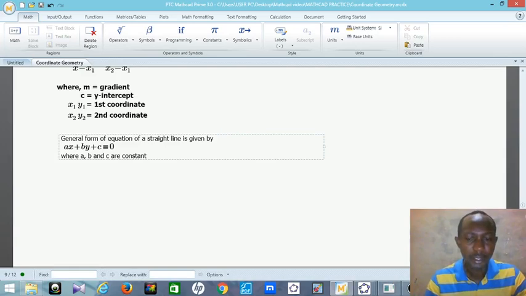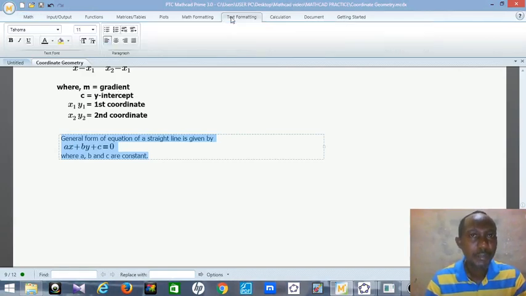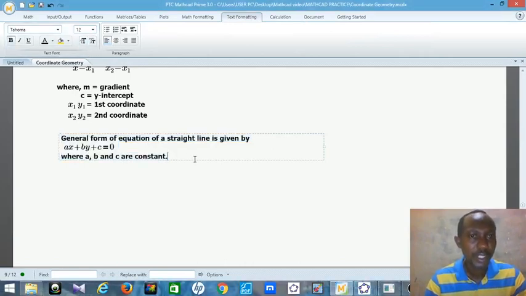A, B, and C, they are constant. That means they are all numbers. Take note of that. So A, B, and C must be a number. That is one important thing you should take note of.